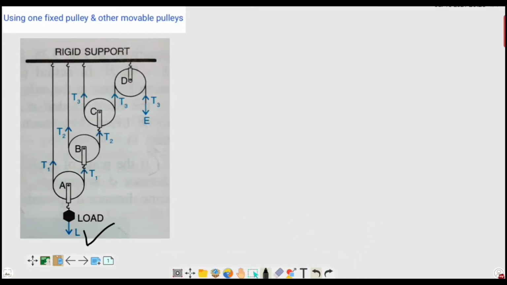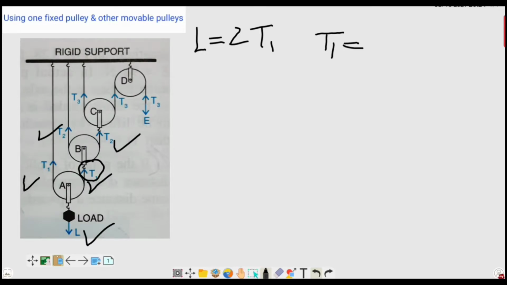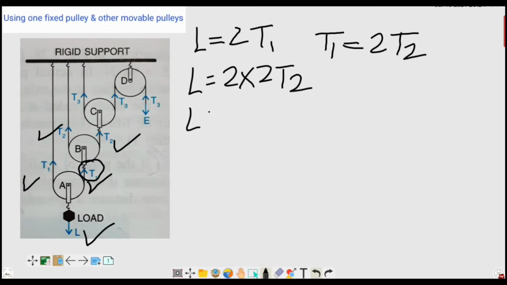Just look at the load. It is supported by two segments of the first string, which has the tension T1. So your load is 2T1. Now, T1 is again supported by two segments of T2. So your T1 is 2T2. When you substitute in this, it will be 4T2.